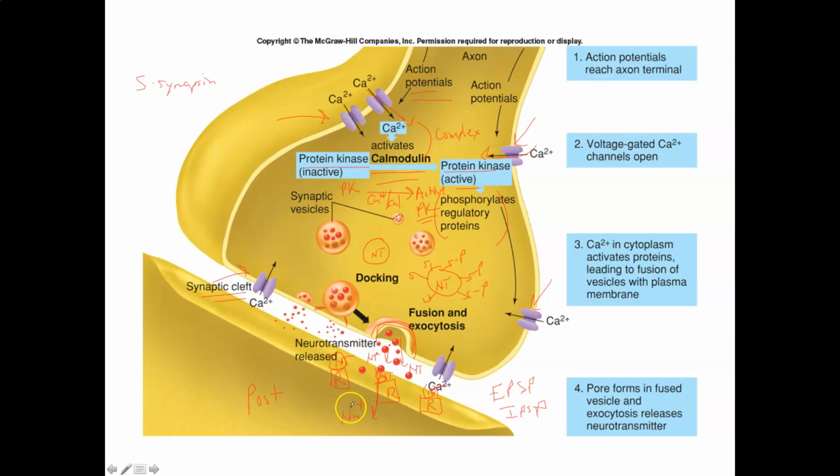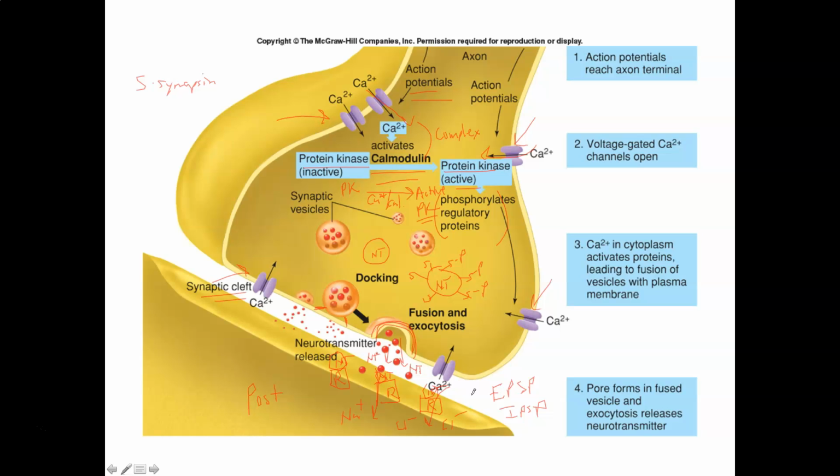Let's say the neurotransmitter that gets released allows chlorine to come into the cell. Well, if chlorine enters the cell, that has a hyperpolarizing effect, and so that would be an IPSP, an inhibitory postsynaptic potential. So we can either turn on or turn off the postsynaptic cell depending upon what neurotransmitter gets released and what receptors it's interacting with.